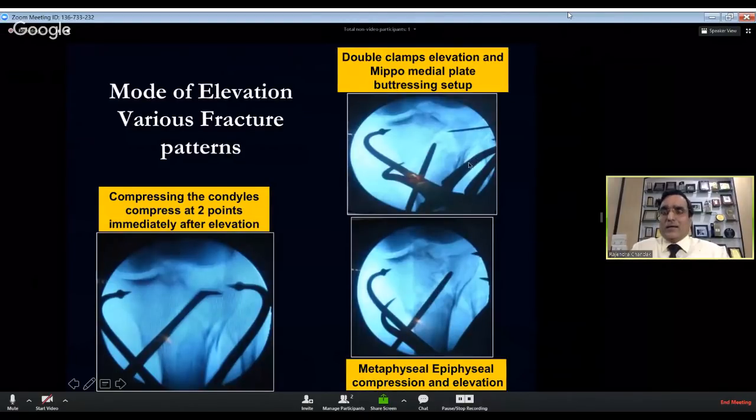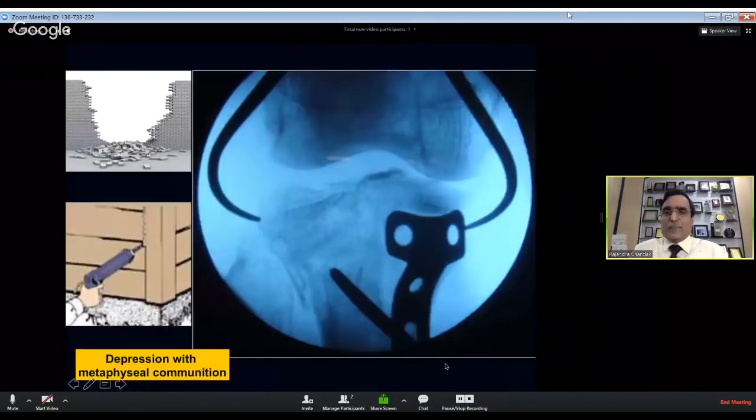Here there is a double clamp. So if both the walls are shattered, you need a double clamp to hold them, reduce the width, and then elevate. This is the metaphyseal, epiphyseal compression, and then elevation.